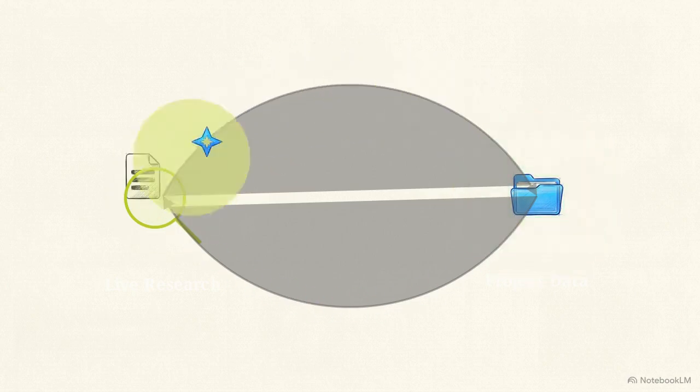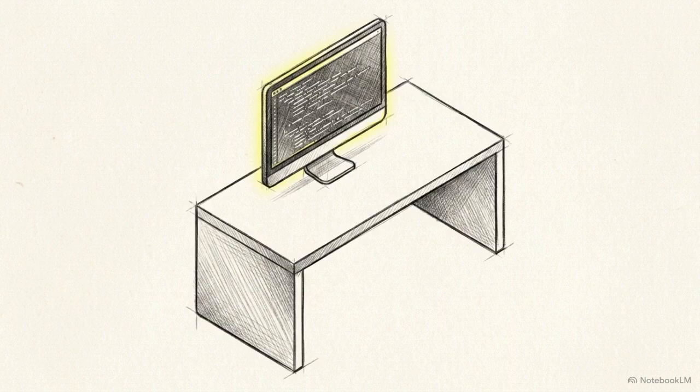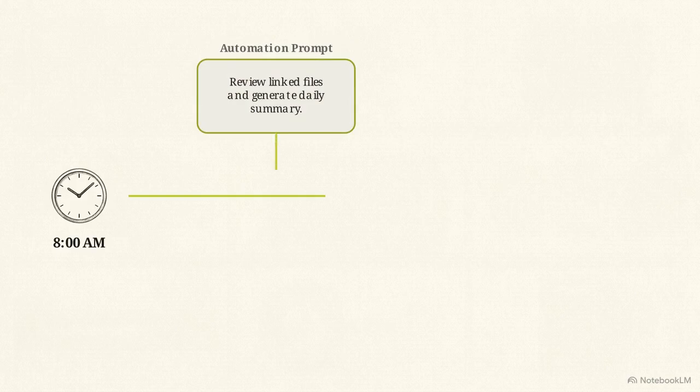The final step uses Claude Dispatch, the background engine that executes tasks while you are away from your desk. This diagram shows the logic. In the Scheduled Task menu, set a daily trigger time, such as 8 a.m. Now enter your automation prompt. Review the linked project files and generate a bulleted daily summary of all recent updates.